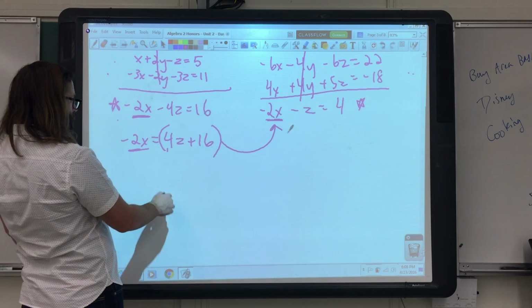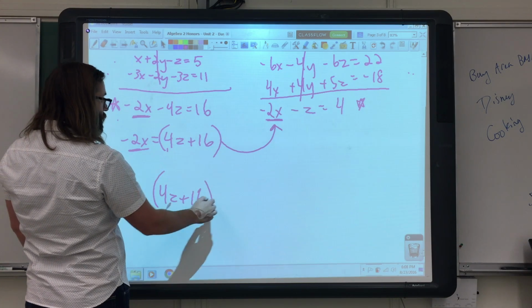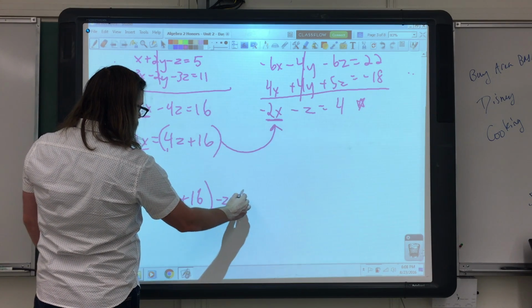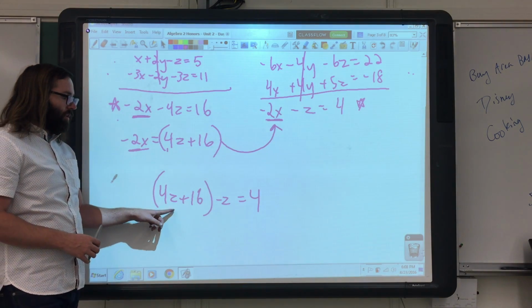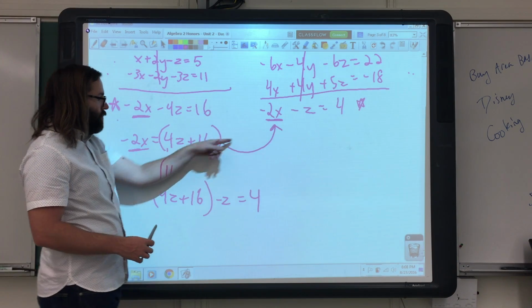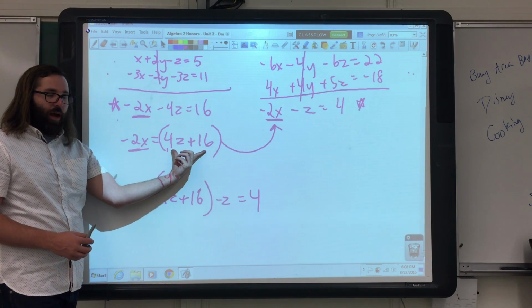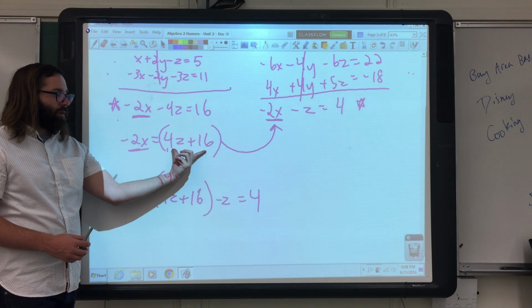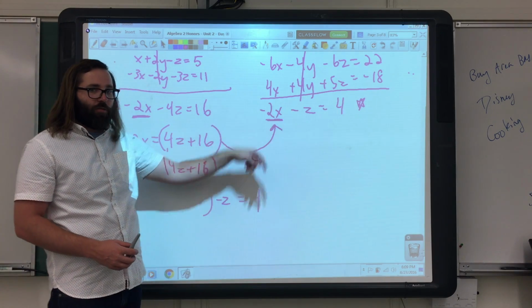And you get 4z plus 16 minus z equals 4. The reason this is not multiplied by negative 2 is because this whole quantity is negative 2x. Okay, it's not just x, it's negative 2x. So you substitute this in for the whole thing, not just for x.